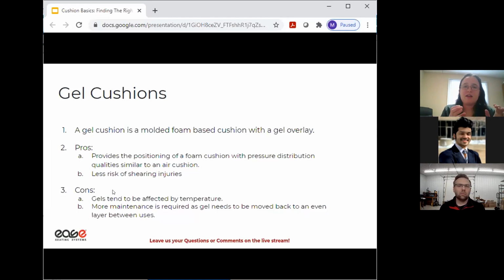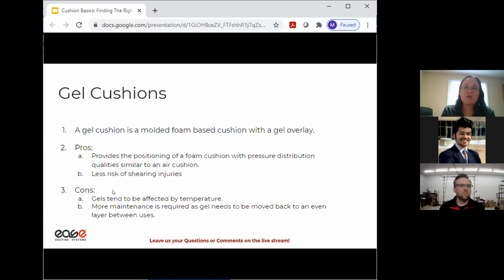However, gel does tend to be affected by temperatures. If you're living in an area that has colder climates, and let's say you keep your cushion out in your car or you store it in the garage when you're not using it, it's going to get cold. You'll feel the coldness whenever you sit on it, but then the gel will become less pliable. It won't move around as much. So when you go and sit on it, the gel isn't going to disperse to help with that pressure distribution.